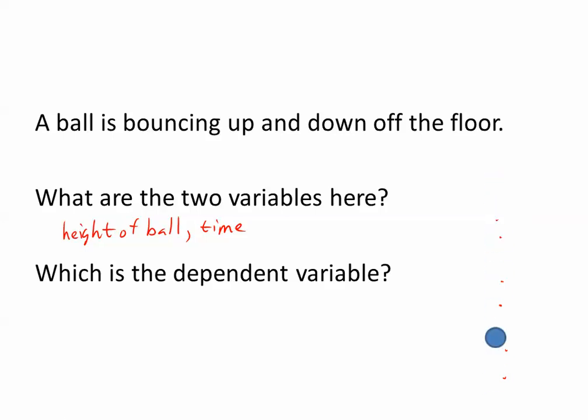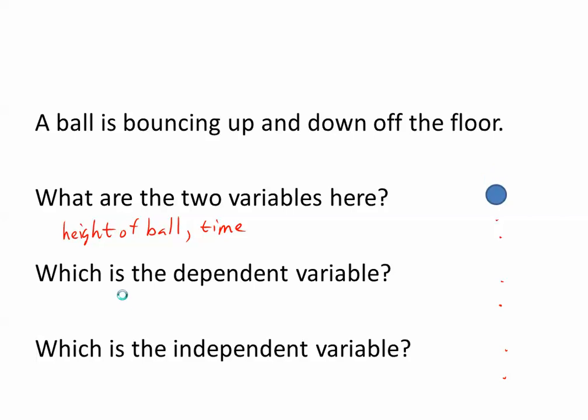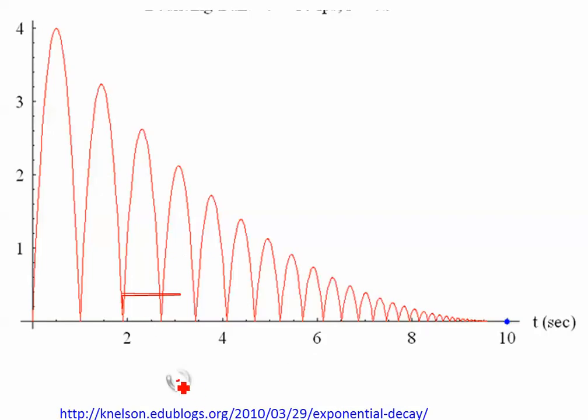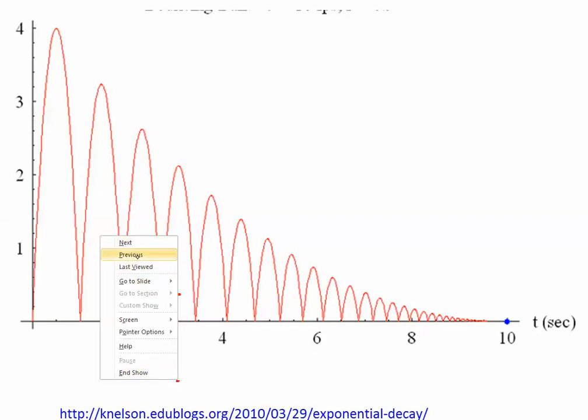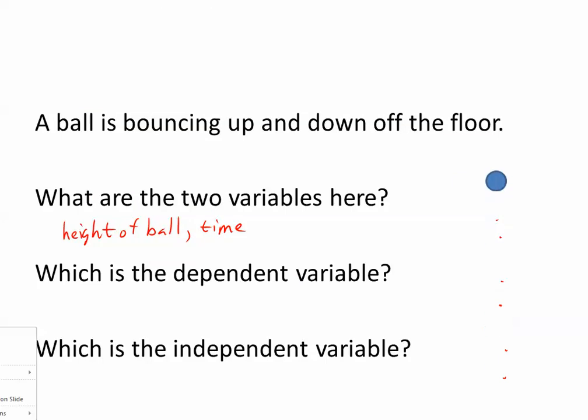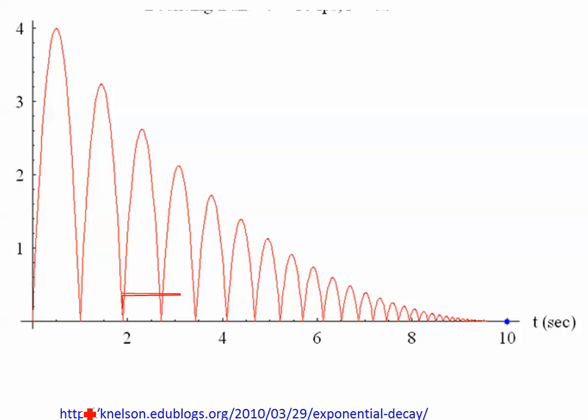So we've got time passing, we've got the height of the ball changing. Which of those is dependent? Well, you can't change time just by changing the height of the ball. But as time progresses, the height of the ball will change. And so the height of the ball is the dependent variable. And the independent variable, hopefully you got, was time. So let's look at what you just saw, which is the next graph.